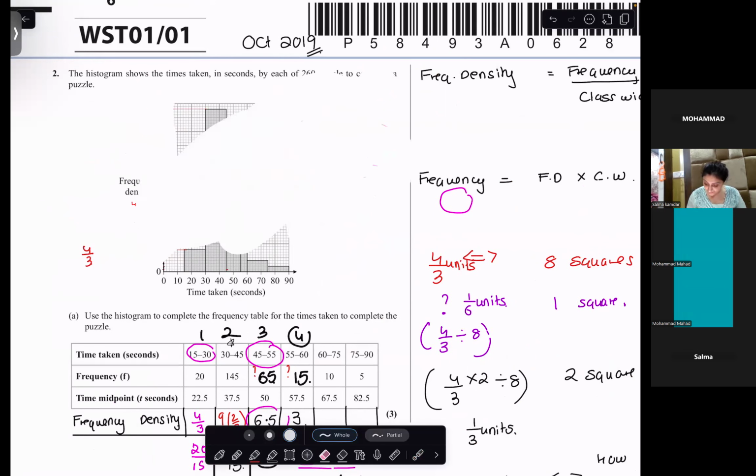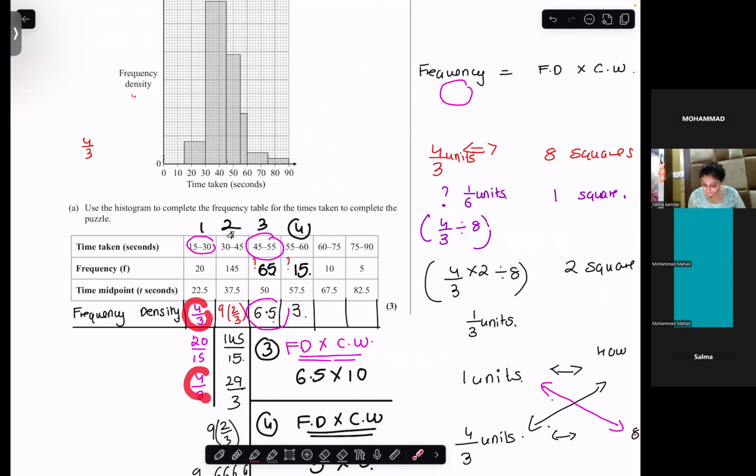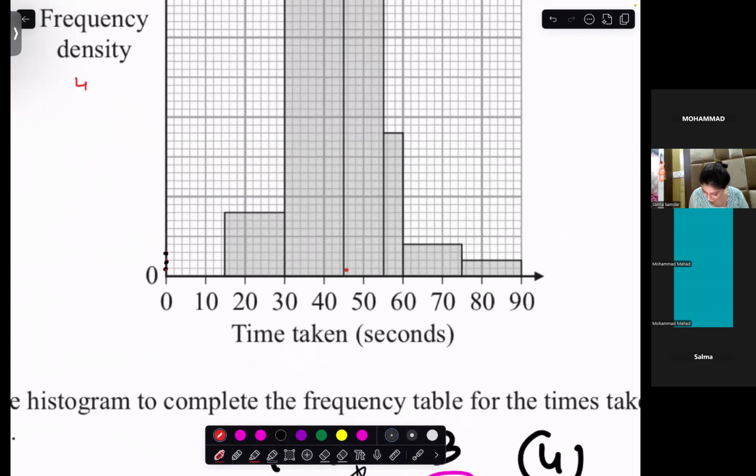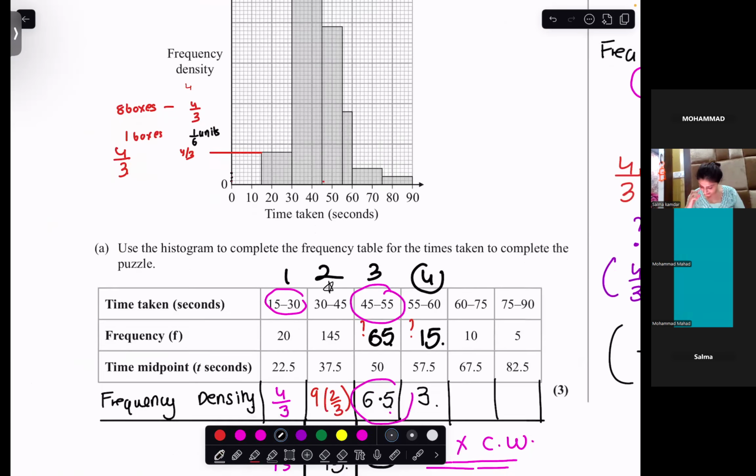Rather than doing all of this, we first find the frequency density of our first class and we get that the frequency density is 4 by 3. Am I correct? Okay. Now, if I mark this 4 by 3, I get that every 8 boxes represents 4 by 3. So my one box would represent how many units? 1 by 6 units. So I know that one box represents 1 by 6 units.